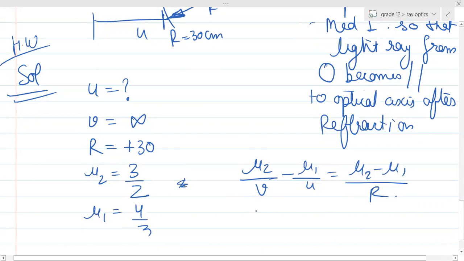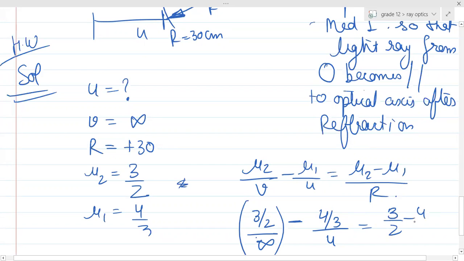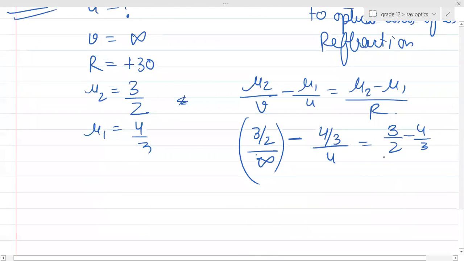Mu2 is 3 by 2. V is infinity, so this whole term becomes 0. Minus mu1. Mu1 is how much? 4 by 3. And u is what we need to calculate, so don't put any sign with it. Although we know it's negative, don't put any sign; automatically the sign will come in the answer. Mu2 minus mu1 is 3 by 2 minus 4 by 3, divided by r, which is plus 30.